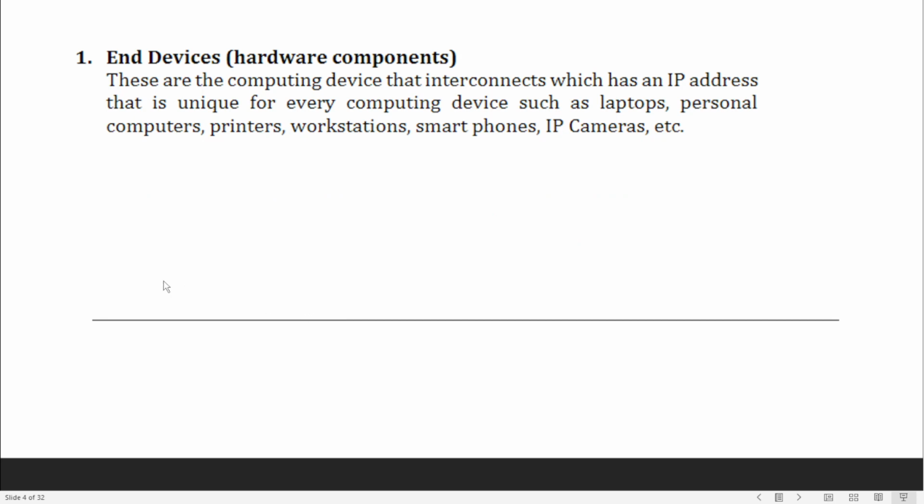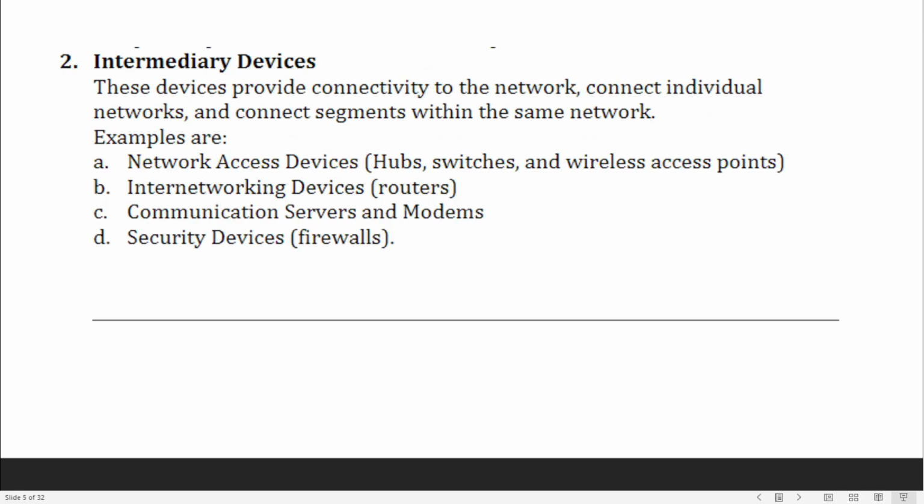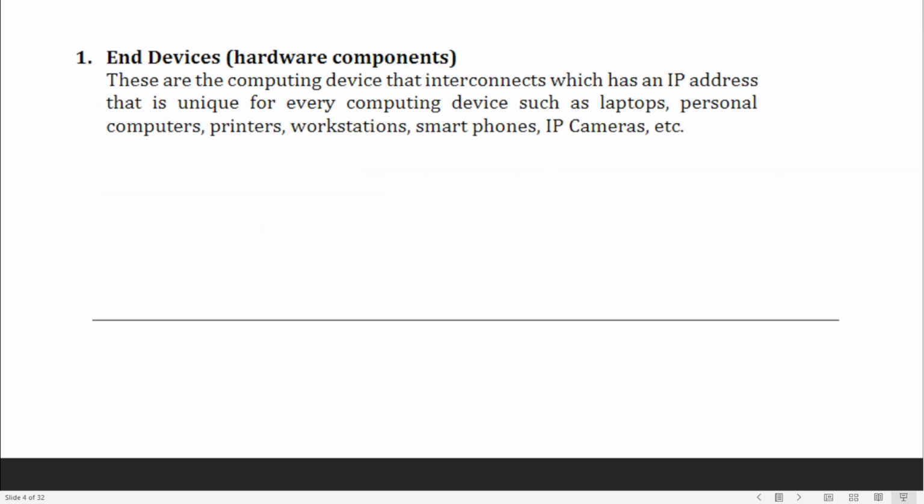End devices here are, in other terms, hardware components. These are the computing devices that interconnect, which have an IP address that is unique for every computing device, such as laptops, personal computers, printers, workstations, smartphones, IP cameras, and etc. So there's actually a unique IP address on each of those devices.